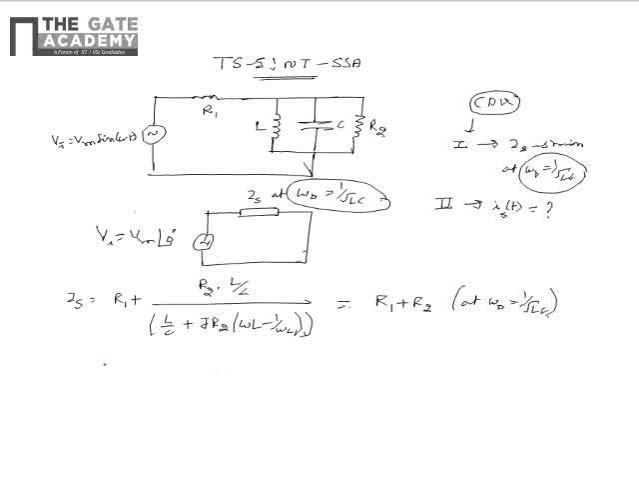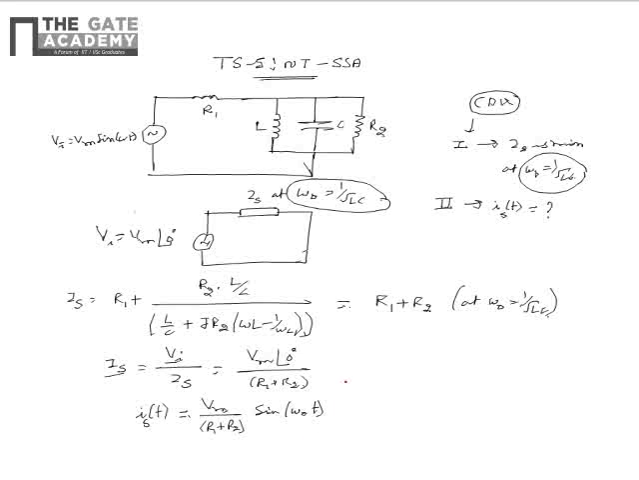So from this we see that the current delivered by the source in phasor form can be written as Vi divided by Zs. That is, Vm at a phase of 0 divided by R1 plus R2. So this can be rewritten as Is of t equal to Vm by R1 plus R2 multiplied by sine omega naught t. So we have converted from phasor form to the time domain representation.